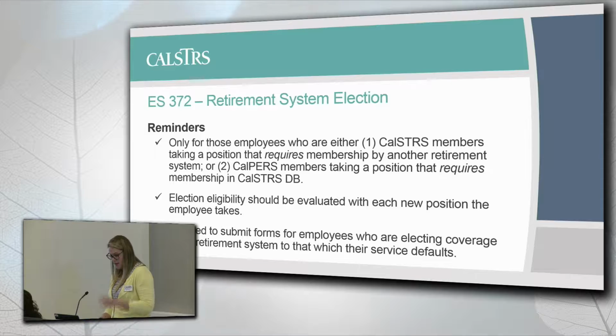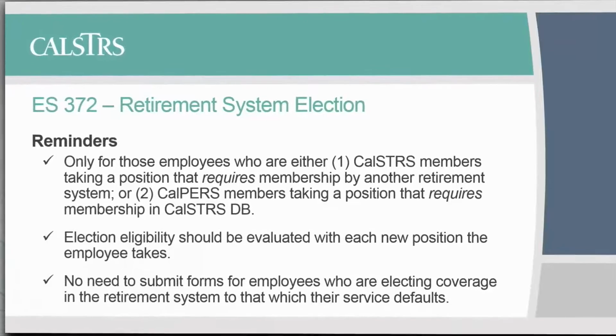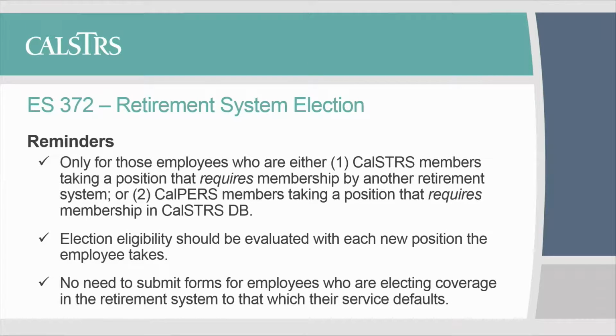There we go. I just wanted to do a couple of reminders on the retirement system election form. You should only be providing this form to those employees who are eligible to make the election. So it's those employees who are either CalSTRS members taking a position that requires membership in another retirement system, or those CalPERS members who are taking a position that requires membership in CalSTRS DB. Again, if you're unsure, reach out and we'll be happy to help you make that determination. The election eligibility should be evaluated again with each new position the employee takes, and once the election is made, it applies to the creditable service for that position.